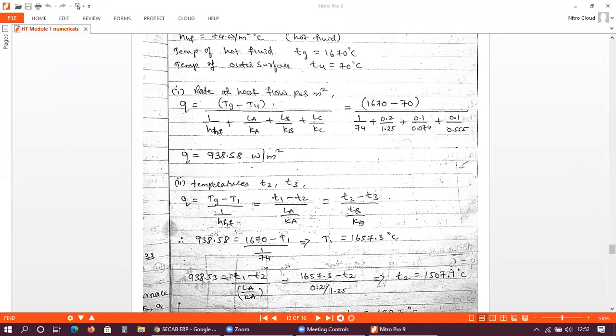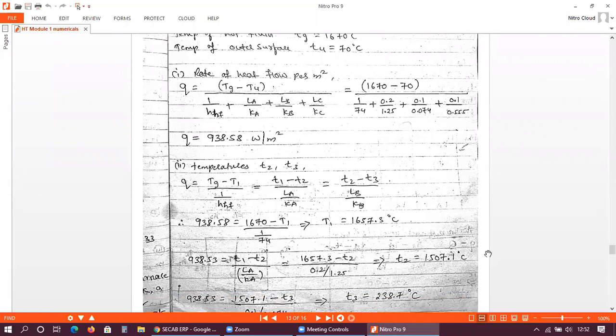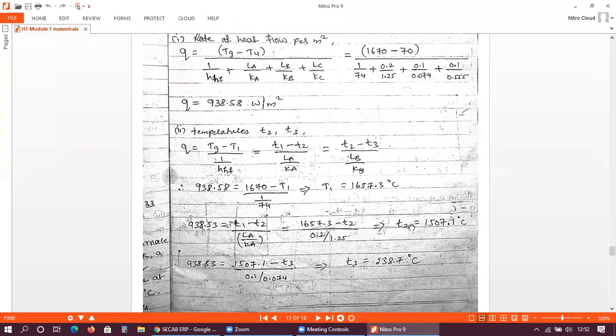Now equate these two. Q is equal to T1 minus T2 divided by LA by KA. In this equation, T2 is the only unknown. So we have calculated it, that is 1507.1 degrees Celsius.